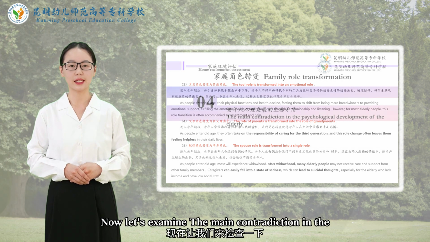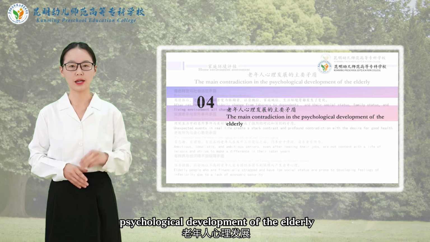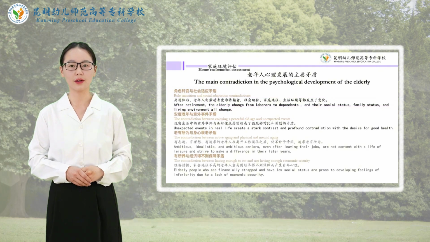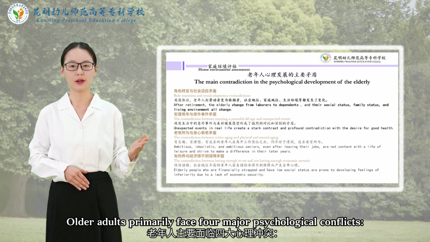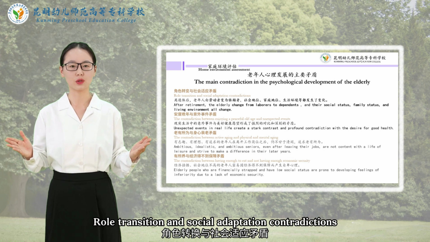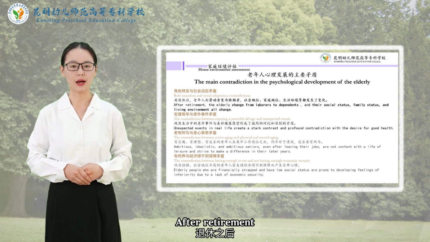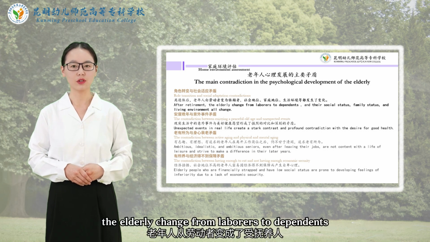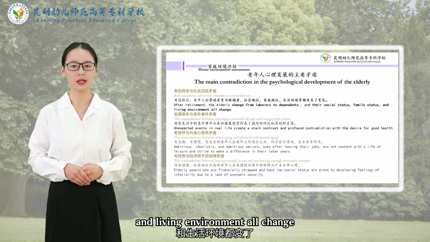Now, let's examine the main contradiction in the psychological development of the elderly. Older adults primarily face 4 major psychological conflicts: role transition and social adaptation contradictions. After retirement, the elderly change from laborers to dependents, and their social status, family status, and living environment all change.